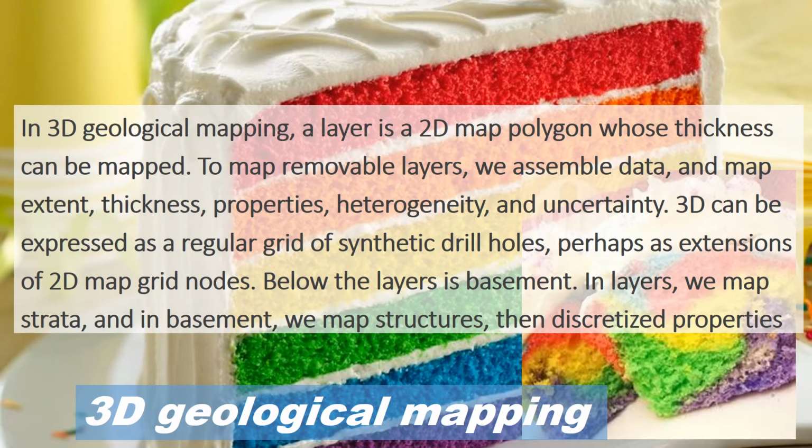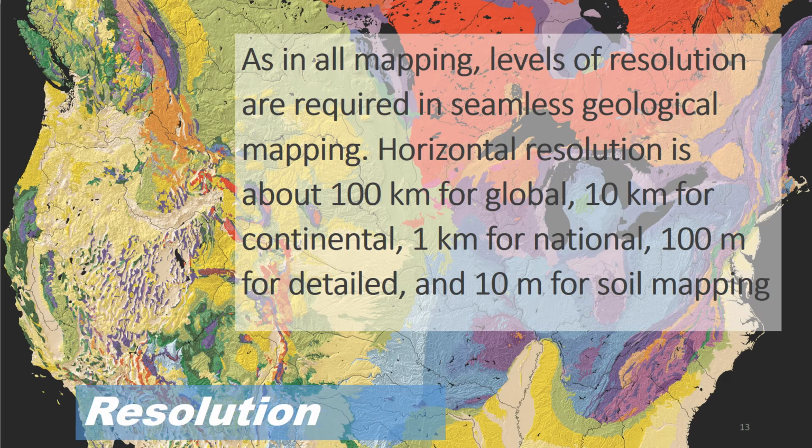In 3D geological mapping, a layer is a 2D map polygon whose thickness can be mapped. To map removable layers, we assemble data and map extent, thickness, properties, heterogeneity, and uncertainty. 3D can be expressed as a regular grid of synthetic drill holes, perhaps as extensions of 2D map grid nodes. Below the layers is basement. In layers we map strata, and in basement we map structures, then discretized properties.